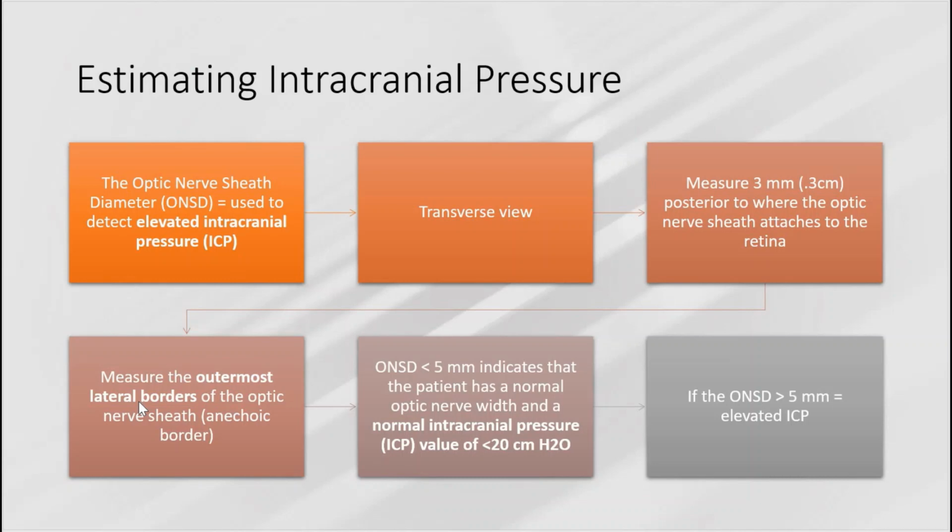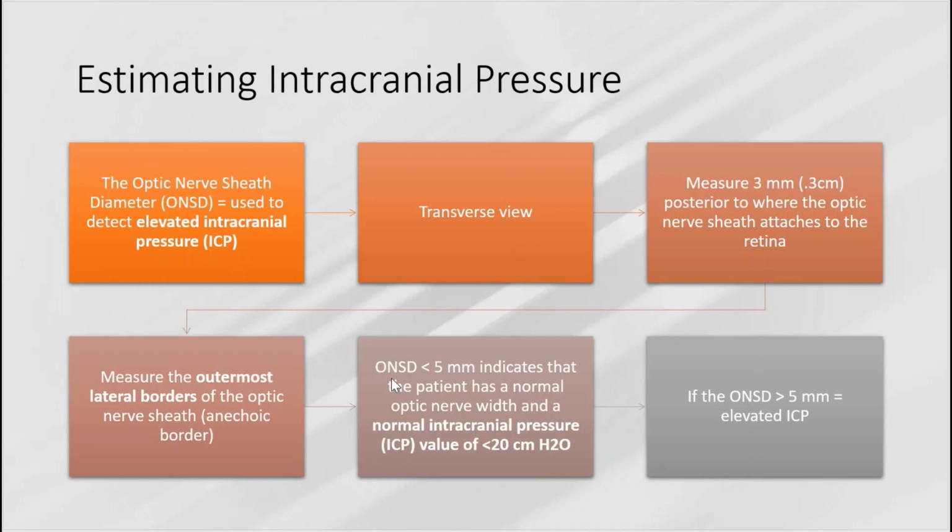Another piece of information you can gather using ocular ultrasound is to estimate the intracranial pressure in a patient where you suspect they might have elevated intracranial pressure. And this is done by measuring the optic nerve sheath diameter, also known as ONSD. You do that in the transverse view. When you get the optic nerve sheath in the window, you measure 3 millimeters posterior to where the optic nerve sheath attaches to the retina. And then you measure the outermost lateral borders of the optic nerve sheath, which is the anechoic border.